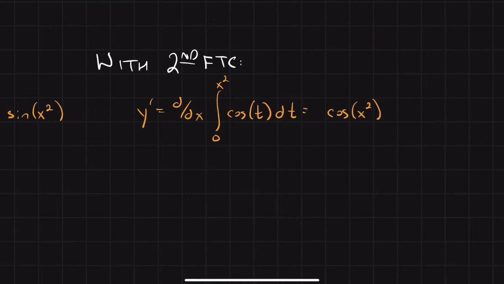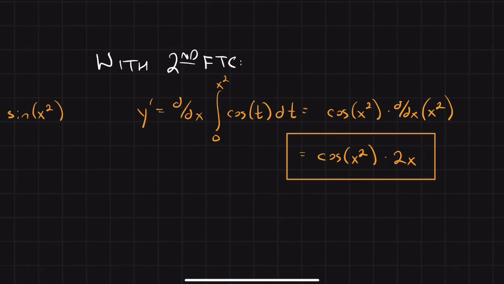That would give us cosine of x squared. And then just take the derivative of that top boundary. The derivative of x squared would be 2x, and that is our answer. You would have to do this anytime the top boundary is more complicated than just an x. If the derivative of the top boundary is not equal to 1, then use chain rule.